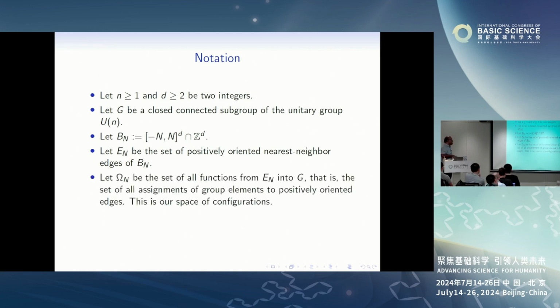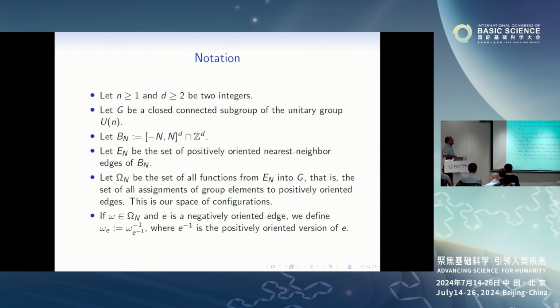Okay, so these are directed edges. And let Omega_N be the set of all functions from E_N into G. So that is the set of all assignments of group elements to positively oriented edges. This is our space of configurations. So that's the space of configurations in a pure lattice gauge theory. Then there are more complicated lattice gauge theories coupled to bosons and fermions, but I'm not going to talk about those.